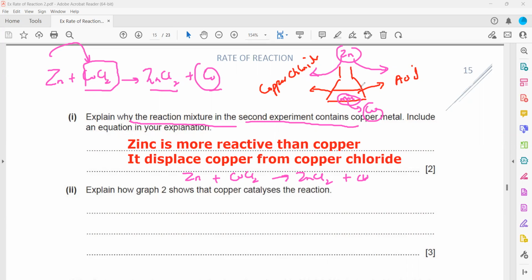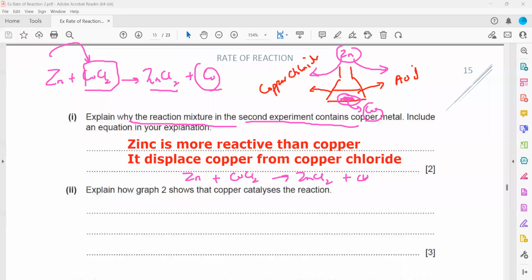If the question was what is the role of the copper in the mixture, then you would mention it is acting like a catalyst to speed up the reaction. But the question is mainly why the mixture contains copper. So when copper is displaced by the zinc, as a result, copper metal is formed. That's why there is copper metal present here. Is it clear, this one? Yes, sir, clear.